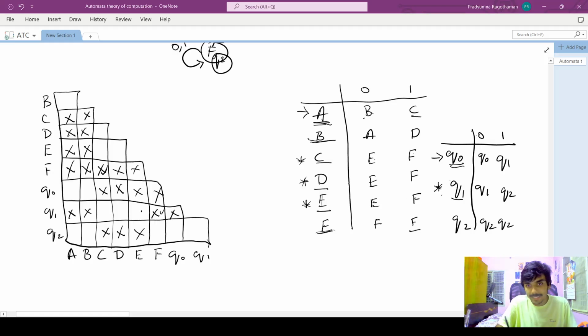Then Q1 and E. When it gets 0, E and Q1 is not marked. F and Q2 is not marked, so we cannot mark that as well. So now Q2 and A. When it gets 0, it goes to B and Q2. B and Q2 is not marked yet, but C and Q2, is it marked? Yes, it is marked.